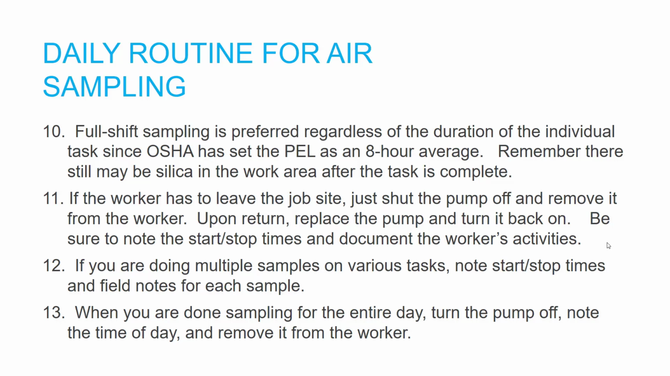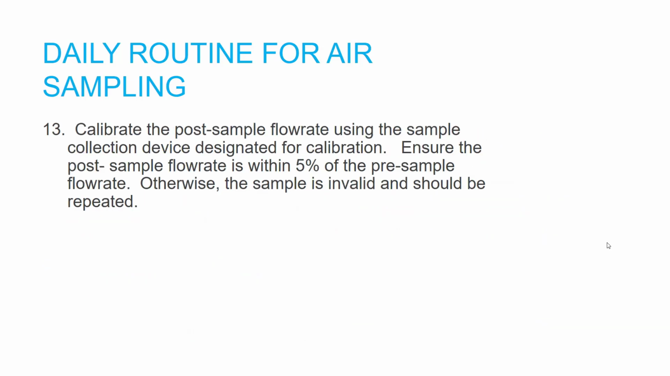When you are done sampling for the entire day, turn the pump off, note the time of day, and remove it from the worker. Calibrate the pump again after sampling with the sample collection device connected to the pump. Again, SKC recommends that you use a sample collection device designated for calibration, but some prefer to use the actual sample from the field. The most important thing is to ensure that the post-sample flow rate is within 5% of the pre-sample flow rate. Otherwise, the sample is invalid and should be repeated.